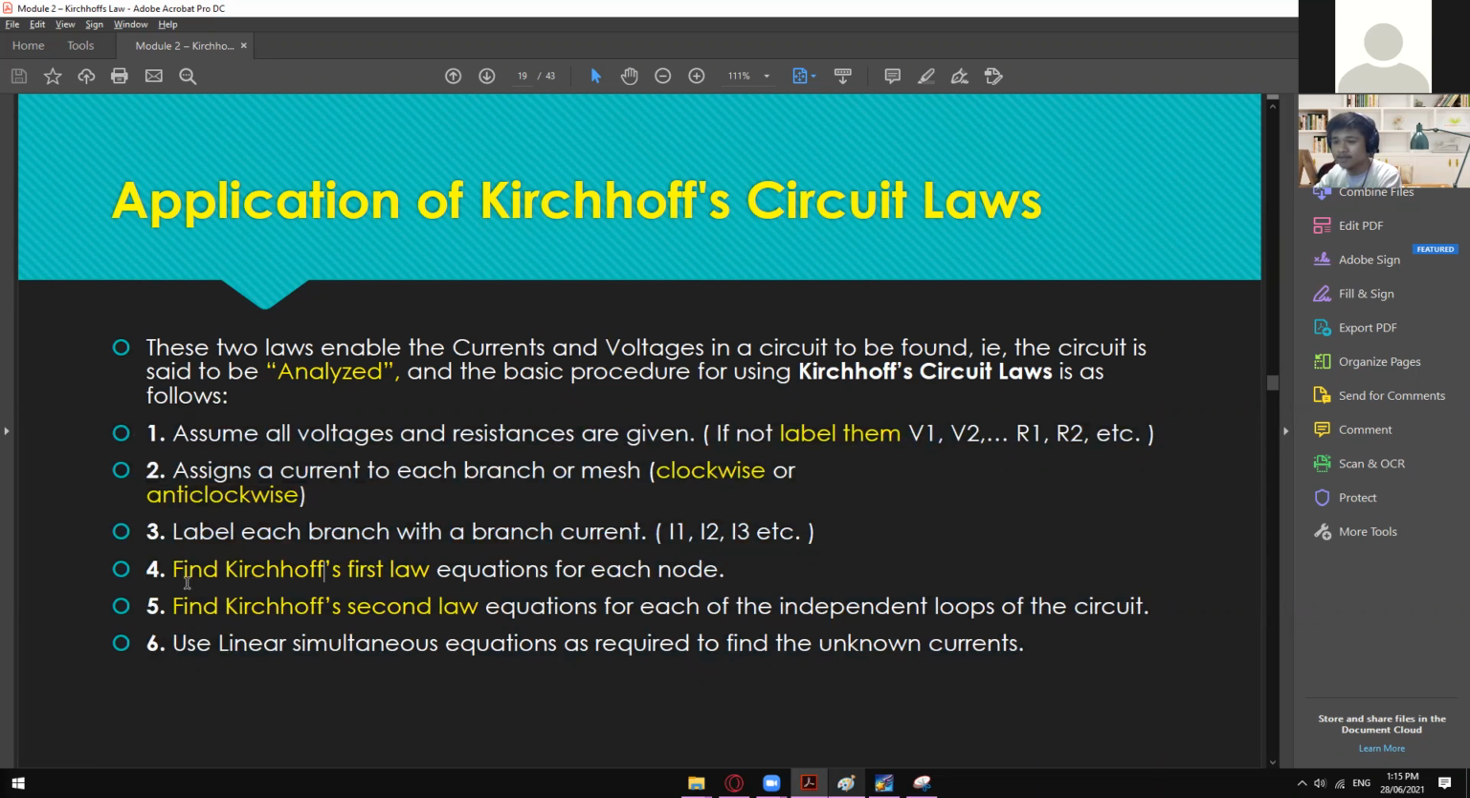The important process right here: you do the KCL first before the KVL. Well, actually, you can also do KVL first before the KCL. So there is no absolute process or step when it comes to solving a Kirchhoff circuit law. As long as you know what you're doing, you can do any step right here first. Well, except step number 6. You cannot do a linear simultaneous equation if you don't have the given equations. So you have to do the first 5 steps before you can do step number 6.